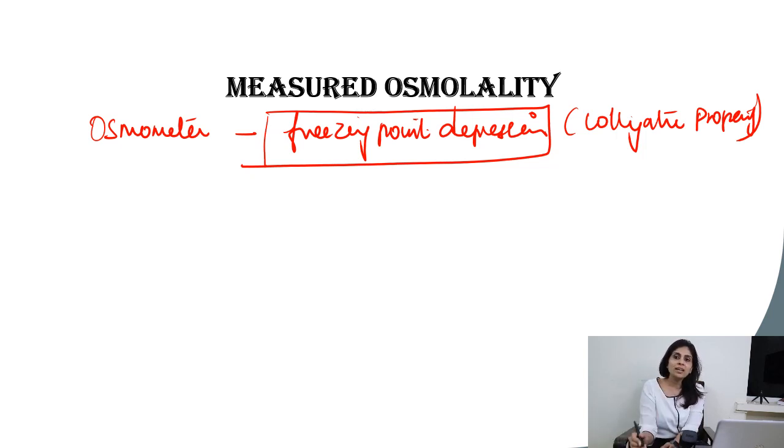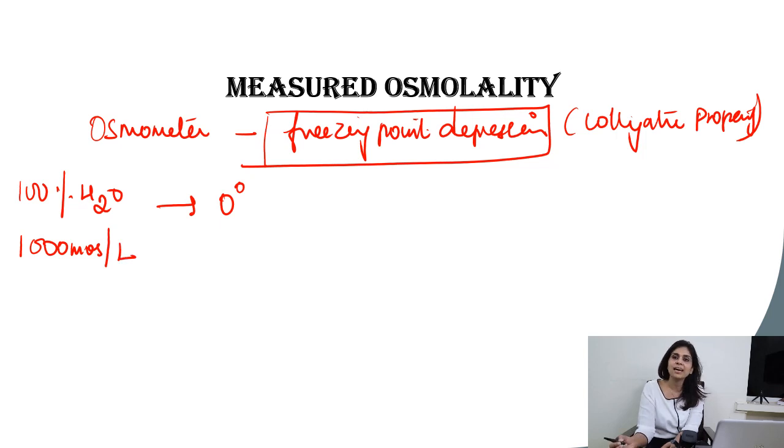Suppose I give you 100% pure water. You keep it in a freezer. You allow it to freeze. At what temperature would it freeze? As expected, it freezes at 0 degrees. You take that 100% pure water. You add 1 osmole of any solution. When I say 1 osmole, I mean 1000 milliosmoles of any solution is added per liter of that water. So the resultant solution would be a 1 osmole solution, and that freezes at minus 1.86.